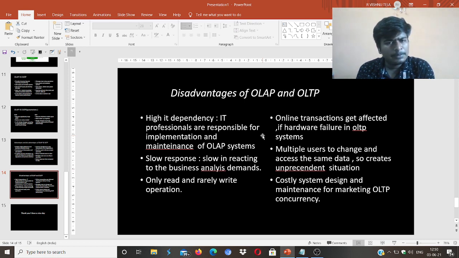Coming to disadvantages of OLAP and OLTP. OLAP has a slow response due to the high amount of data in it, and is slow in reacting to business analyst demands. It mostly has read and rarely write query operations. It is static data, with mostly static information provided in OLAP. IT professionals are responsible for implementation and maintenance of OLAP systems.